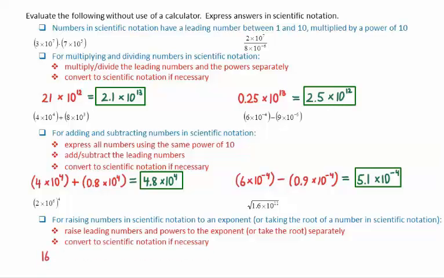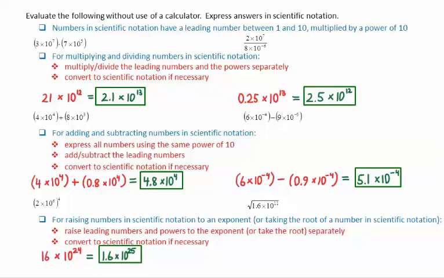For the first question, 2 times 10 to the 6 raised to the 4. 2 raised to the 4 gives 16, and 10 to the 6 raised to the 4 gives 10 to the 24. We can then rewrite this in proper scientific notation, making the 16 smaller to a 1.6 and raising the 24, the exponent, up to a 25. 1.6 times 10 to the 25.